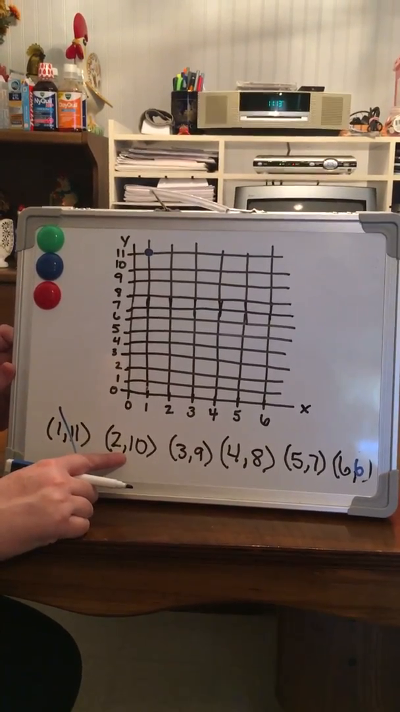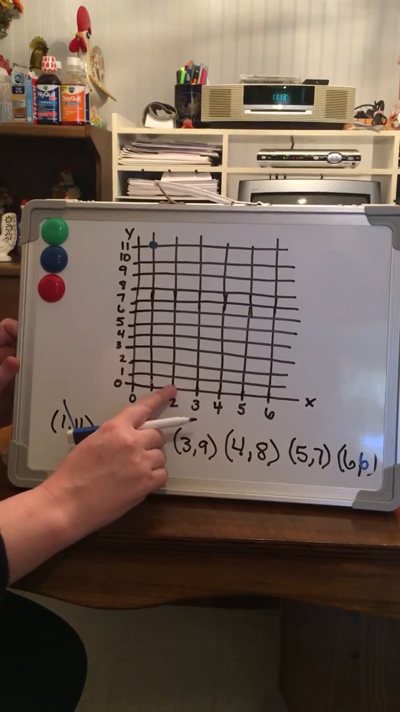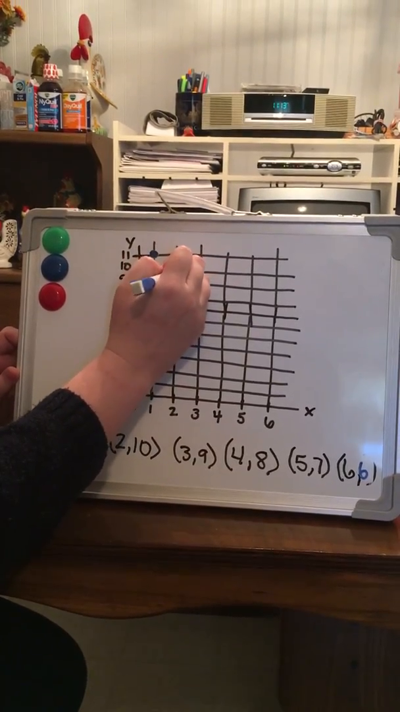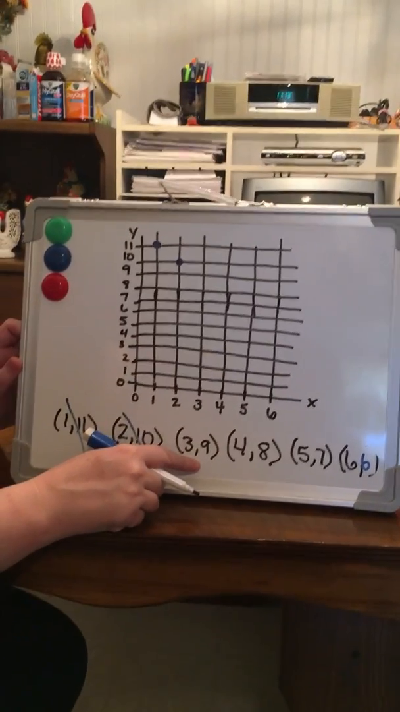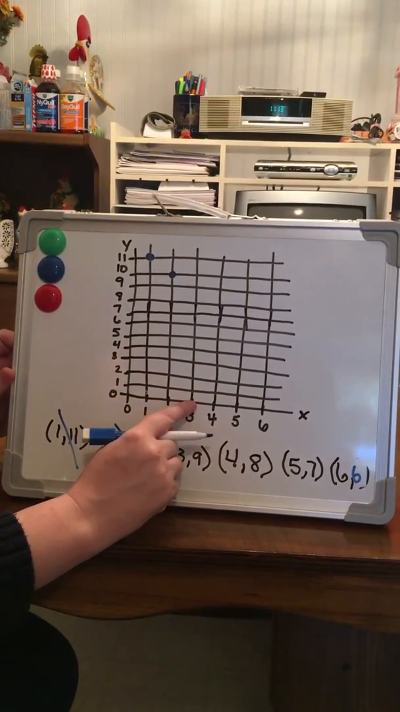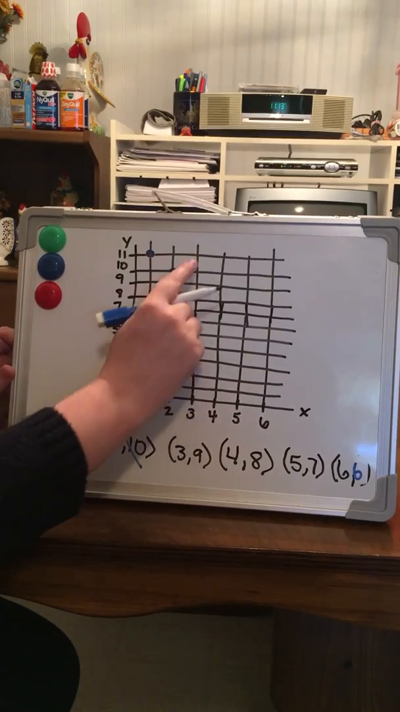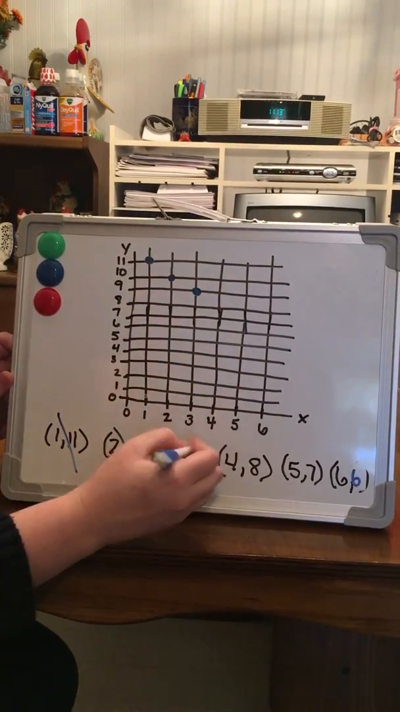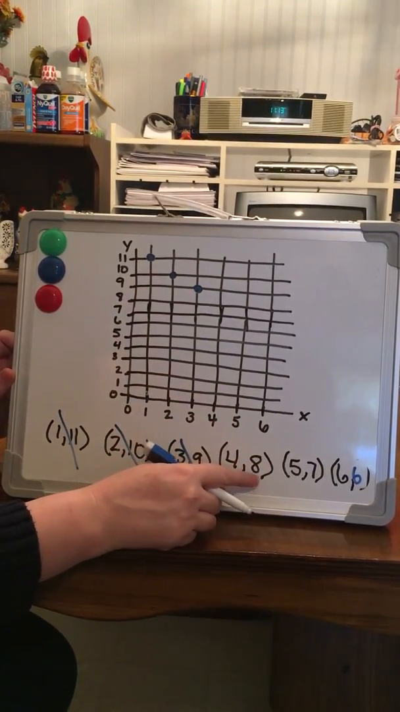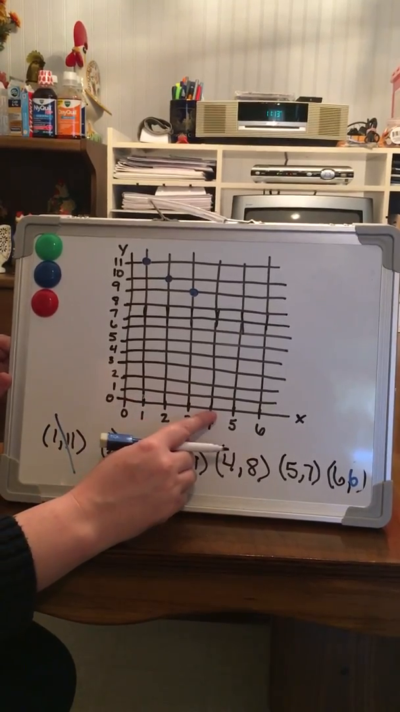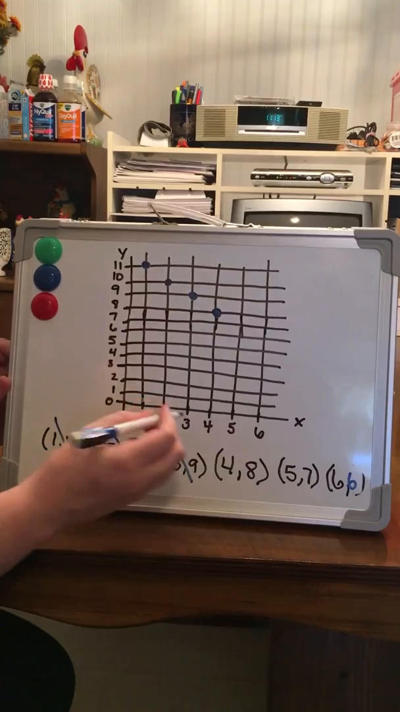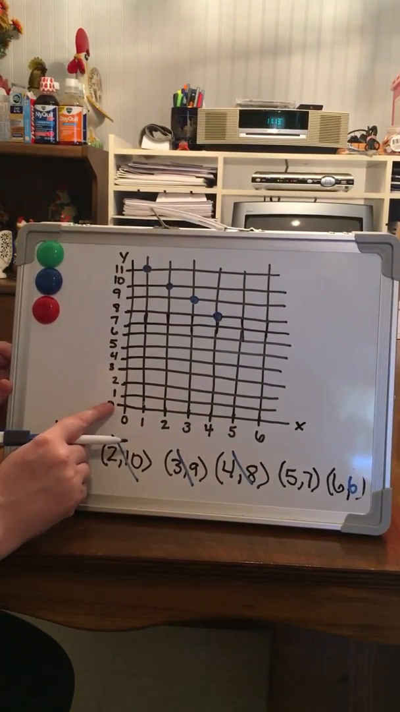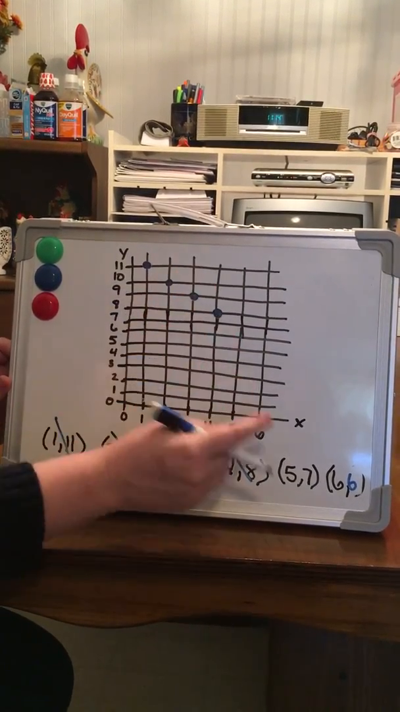Then the next one is 2, 10. You go over 2, you go up 10. The next one is 3, 9. So you go over 3 and you go up 9. The next one is 4, 8. You go over 4, you go up 8. Remember, we're always starting at the origin as we do this. So we start at 0, 0, and then go over, and then go up.